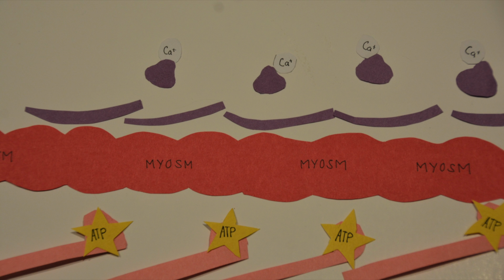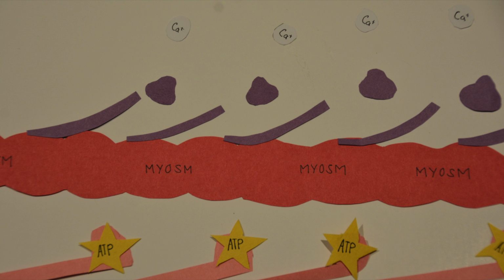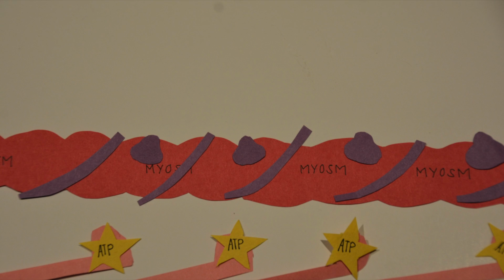The process is discontinued when calcium is stopped from being pumped into the muscle, returning tropomyosin and troponin back to their original state, closing the myosin sites and not allowing the actin to attach to the myosin.